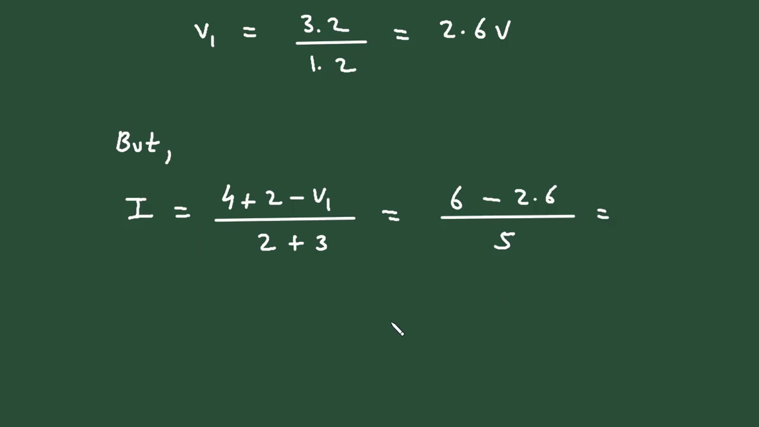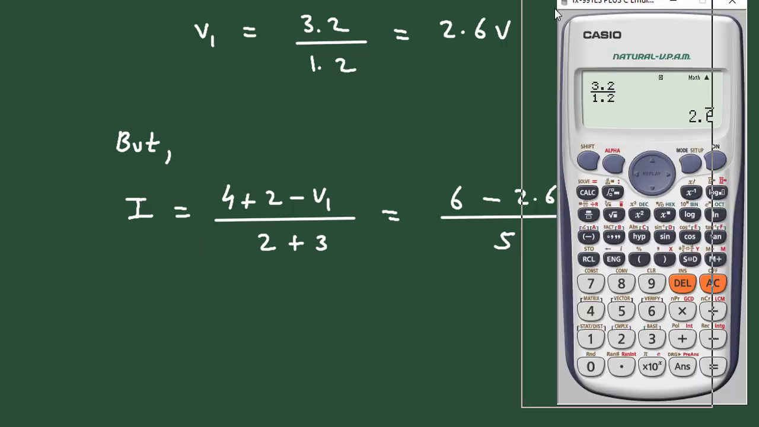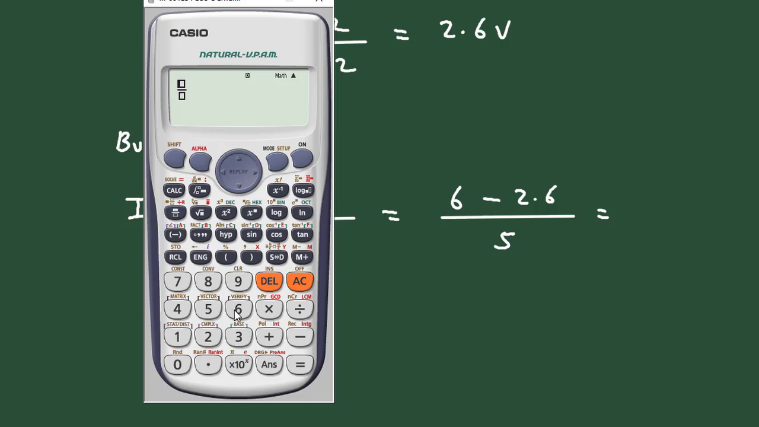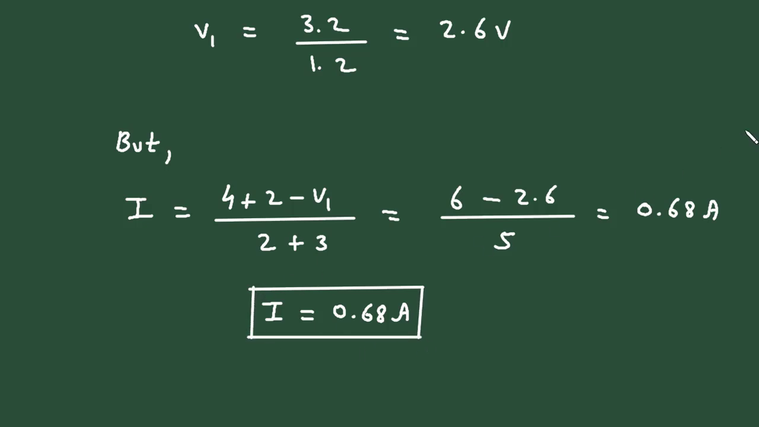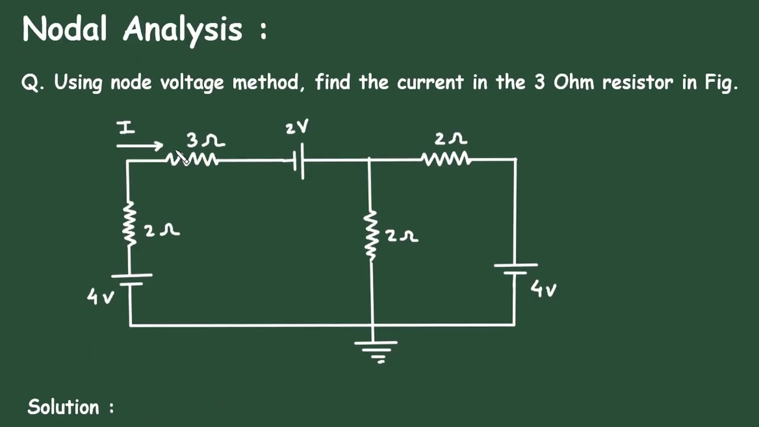If we solve this, it will be 6 minus 2.6 divided by 5. So it is 0.68, and since it is current, its unit will be ampere. Therefore current I is equal to 0.68 ampere. So this is the value of current I, that is the current through this 3 ohm resistor. This is what we had to find.